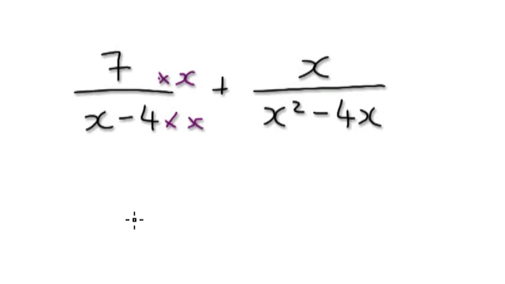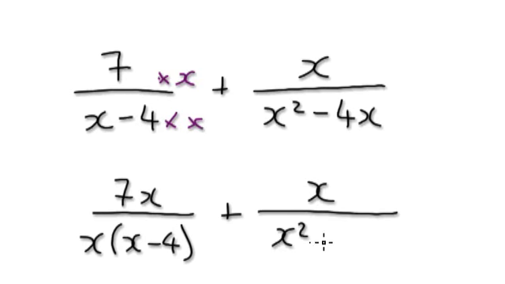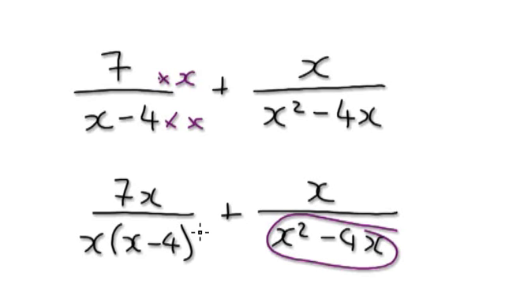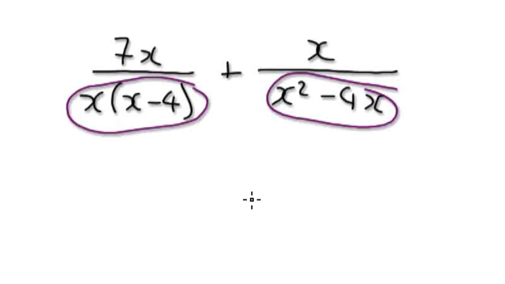Okay, so this one here will become 7x over x, x minus 4 here, plus x over, well, just bear in mind that these two are exactly the same. Okay, they're exactly the same. Now we can merge the two.